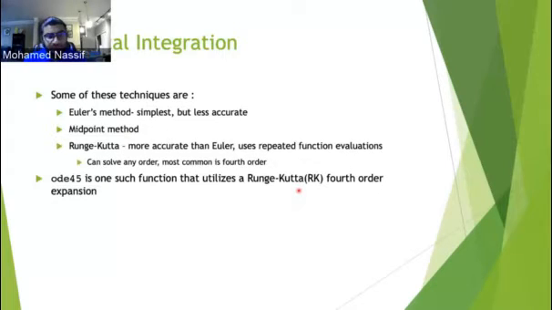Some of these techniques are called Euler's method. It's the simplest, but it's less accurate. Then there's something called the midpoint method. And something that's more common is called the Runge-Kutta method. It's more accurate than Euler because it uses repeated function evaluations at different points. And you can solve any order equation, and the most common is fourth order expansion. I'm not going to go too much into what fourth order Runge-Kutta means, or sixth order. It just means that the higher the order, the more function evaluations you have, and the better chance of being accurate.